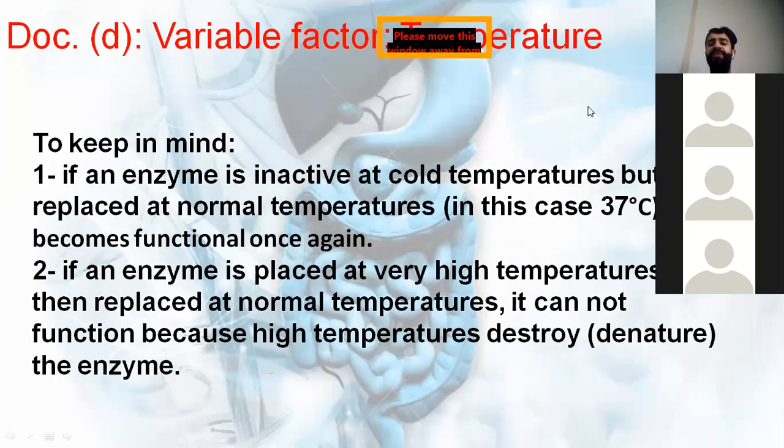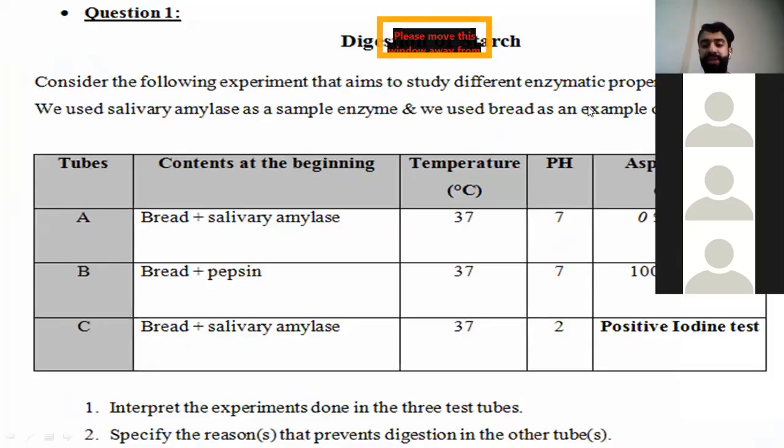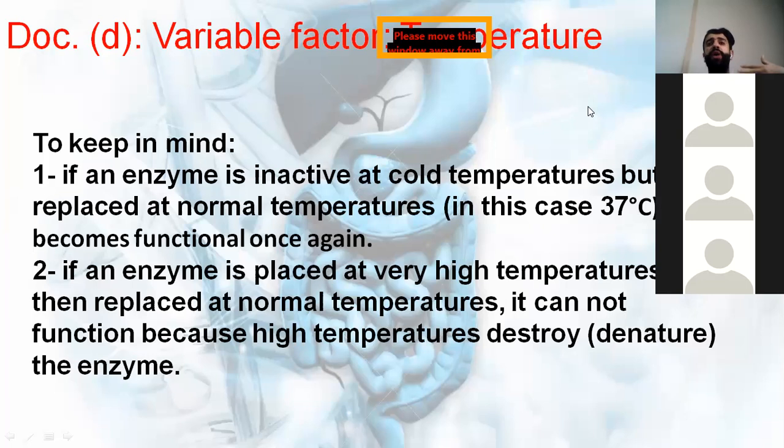So what happens if the enzyme is at cold temperature, meaning temperature 0 and below, 0 or -5, -10? The enzyme is inactive. But if we replace the temperature to 37, it will work again. This means that the enzyme can work again if it's inactive, if we place it at 37. But if the enzyme was placed at a very high temperature, what will happen? The enzyme will be denatured or destroyed, and it will not function again, even if we place it at 37.